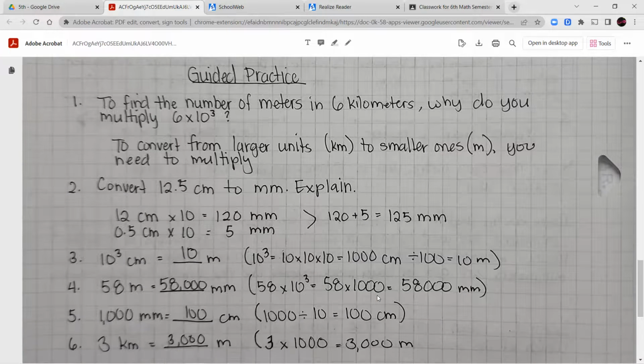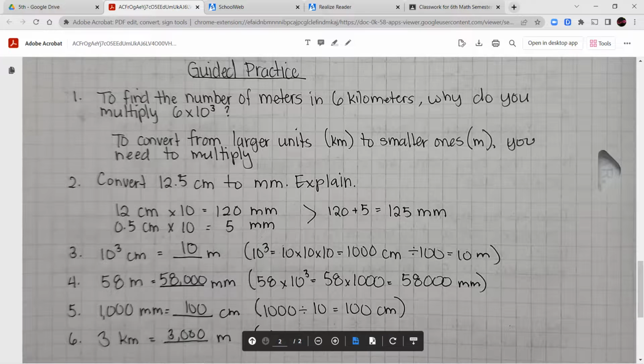Now let's take a look at those guided practice questions together. The first one says to find the number of meters in 6 kilometers. Why do you multiply 6 times 10 to the power of 3? Well, when we convert from large units, like kilometers, to smaller ones, we need to multiply. So to go from kilometers to meters, we know 1 kilometer is made up of 1,000 meters, or 10 to the third power. So I would have to multiply 6 times 10 to the third power, or 6 times 1,000, to find the equivalent in meters.